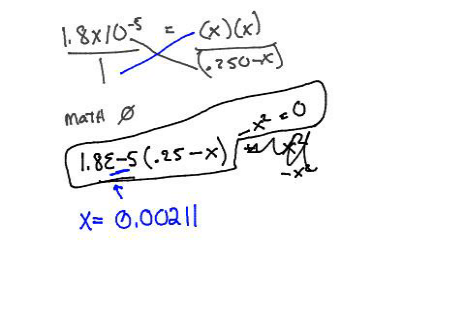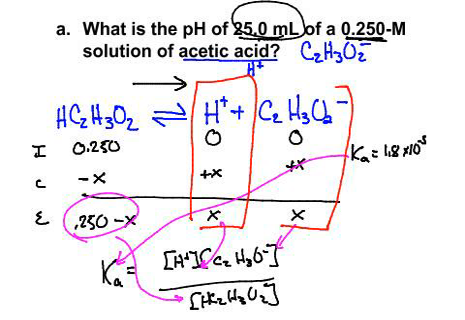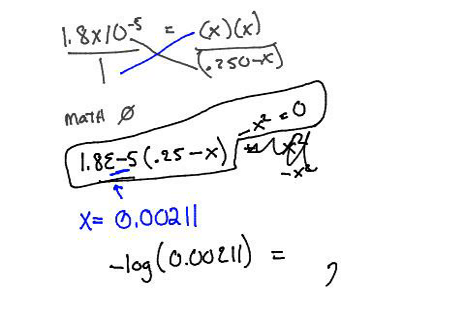But what is x equal to? We have to go back to our equation. X equals the concentration of the hydrogen, and it equals the concentration of the acetate. What was the question again? It says what is the pH? Should we just take the negative log of our x value? So then we just say negative log of 0.00211, and that will be negative log of x is 2.67. So that's the answer.